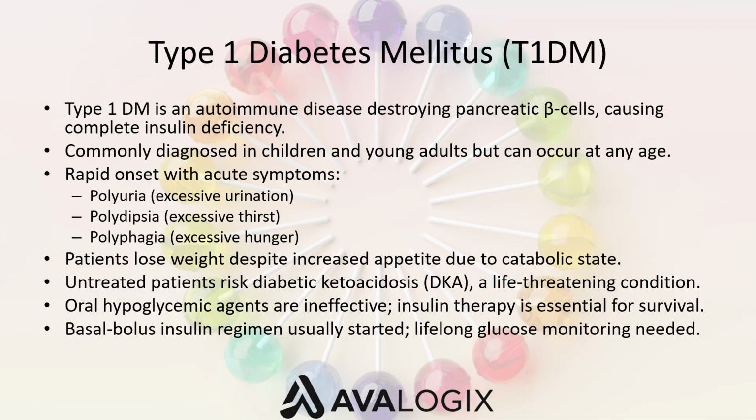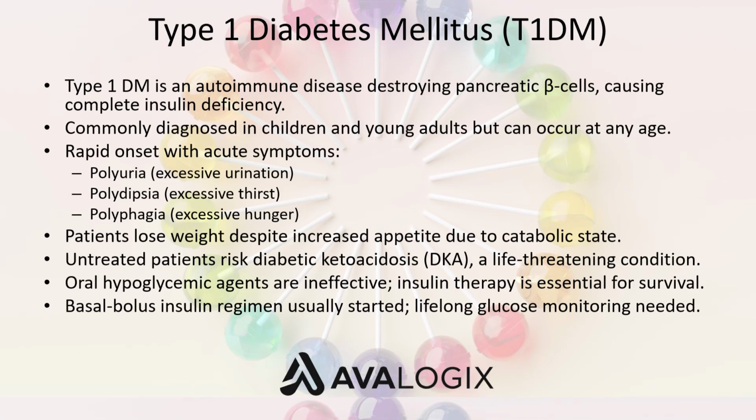Here's a crucial point. Because these patients have no endogenous insulin, oral hypoglycemic agents do not work. Insulin therapy is essential for survival. Typically, a basal bolus regimen is started and lifelong blood glucose monitoring is necessary. As pharmacists, you will need to educate patients and caregivers on insulin administration, storage, recognizing signs of hypoglycemia, and dietary adjustments. Early detection and supportive counseling can significantly improve outcomes and reduce complications.